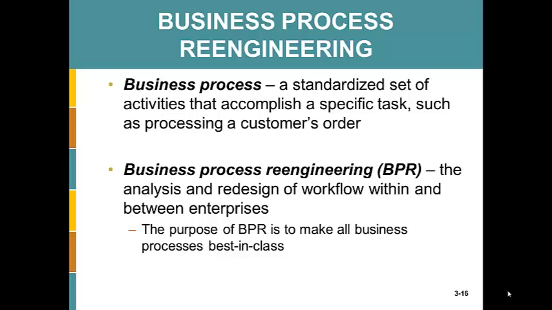A third strategic initiative an organization can undertake is business process reengineering, and we covered this quite a bit in an earlier module. A business process is just a standardized set of activities that accomplish a specific task. So, what does an organization do? What are the steps to accomplish any specific task within an organization? Now, the art of business process reengineering is to take a look at these steps that we're doing throughout the organization and redesign our workflow within and between the enterprises.